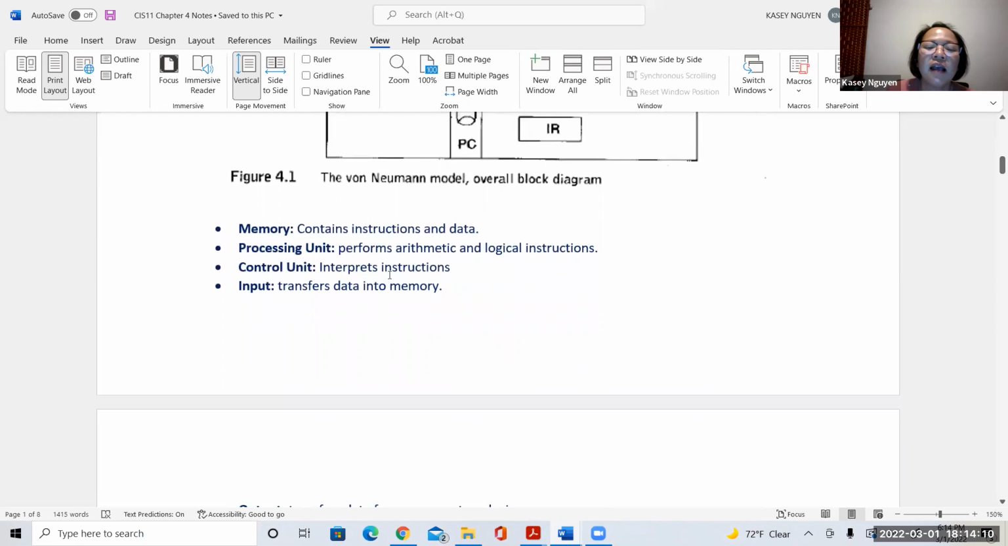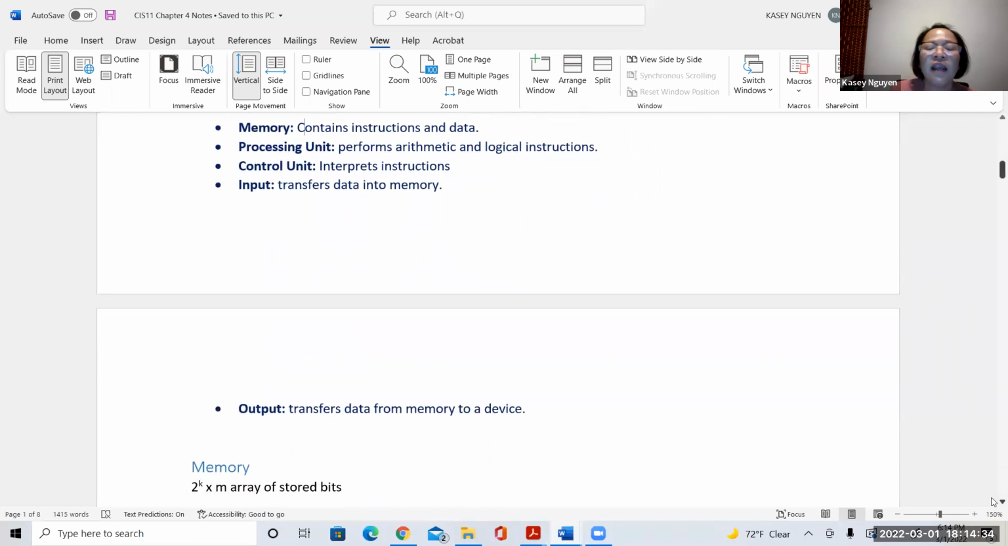And so here I give you the breakdown for each of the definitions, right? Your memory stores data. The processing unit performs arithmetic and logic instructions, therefore it has the ALU. The control unit interprets instructions and controls which instruction is going to go next. And then your input, we need to transfer the data into the system. And output, we want to extract data from the system. And your data only exists in memory, right? It quickly goes through the processor, but ultimately it's going to be stored in your storage. Okay, any questions?